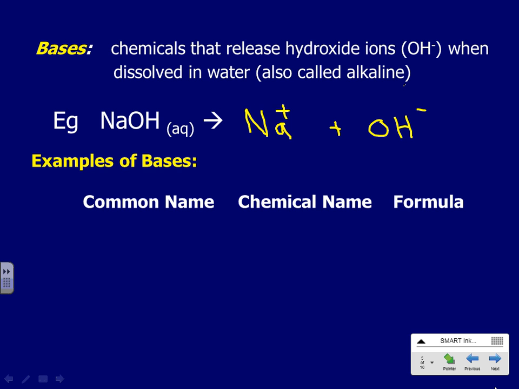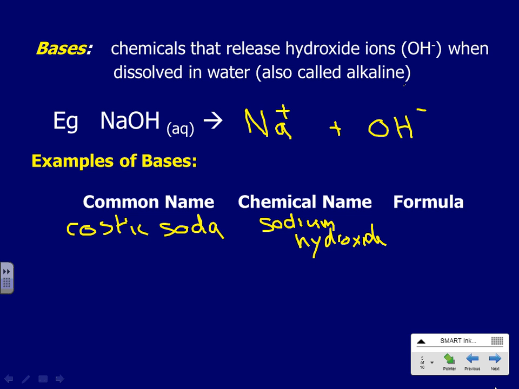Let's talk a little bit about some common bases. This is a little trickier because we don't have quite as many common bases. That's why we don't talk about it as much. This one here, sodium hydroxide, and we'll just put it here. Common name is called caustic soda. Not like soda that you drink. Soda originates its name from sodium. But anyway, caustic soda. It's sodium hydroxide, NaOH. All right?